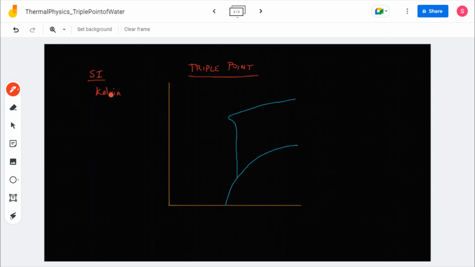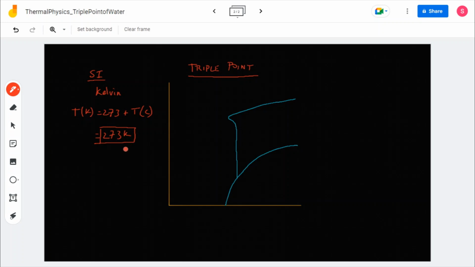We also have a Celsius scale, and the relationship between Kelvin and temperature in Celsius is that the temperature measured in Kelvin is 273 plus the temperature measured in Celsius, which means when the temperature in Celsius is at 0, the temperature in Kelvin is 273 Kelvin.